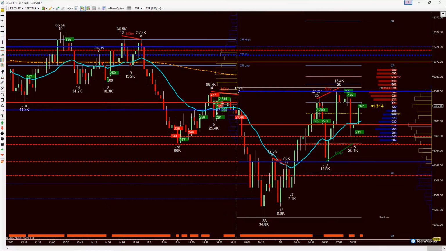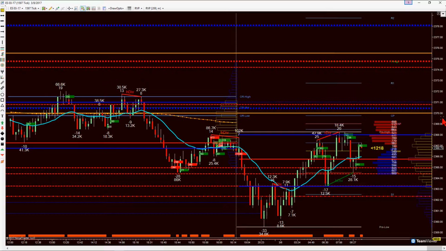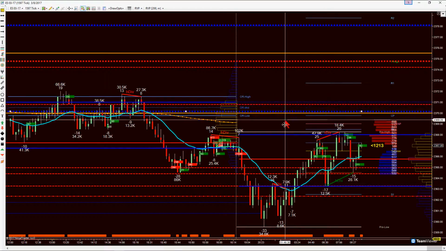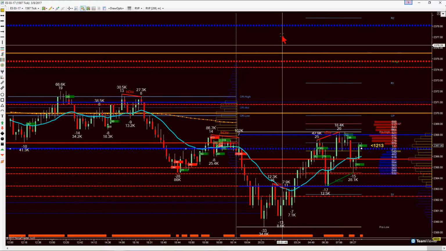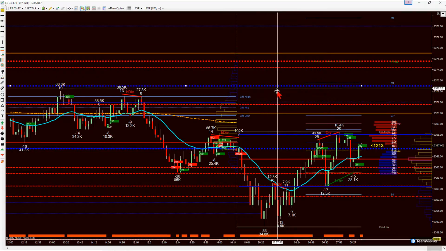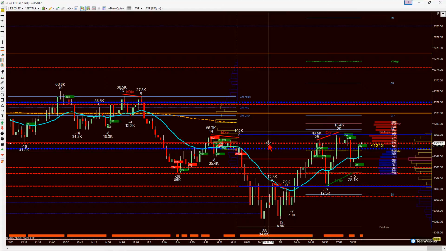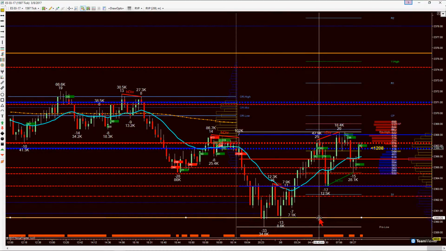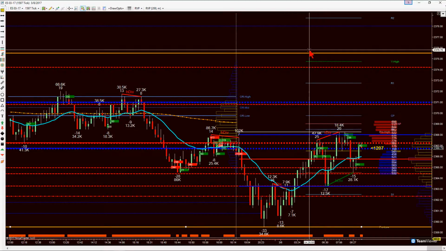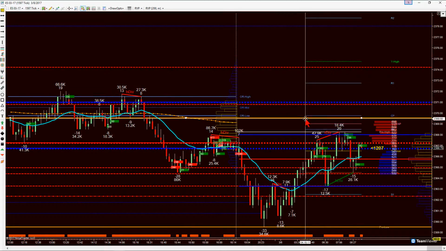Let's pull up the S&P. And first things first, just going to adjust my value area low, value area high, VPOC from yesterday. Now I'm going to adjust overnight low, overnight high.